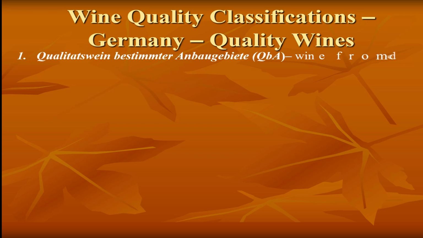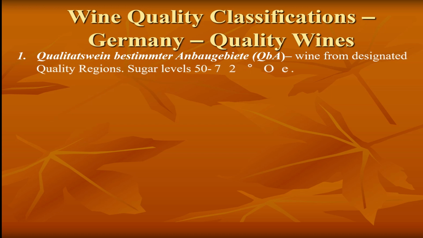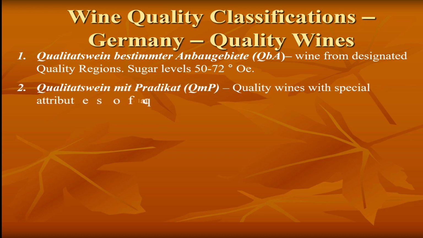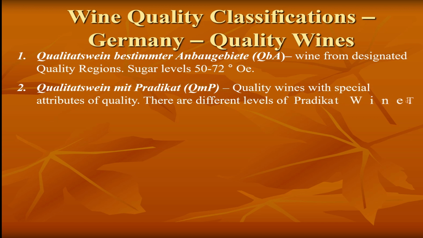Qualitätswein bestimmter Anbaugebiete, QbA, wine from designated quality regions. Sugar levels 50 to 72 degrees Celsius. Qualitätswein mit Prädikat, QmP, quality wines with special attributes of quality. There are different levels of Prädikat wine.